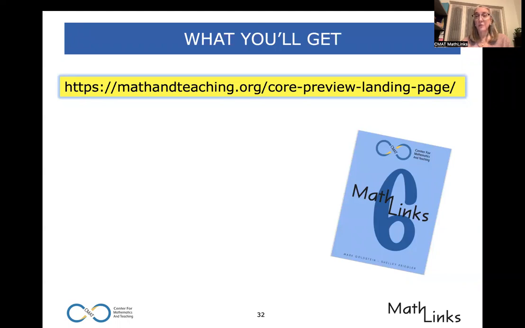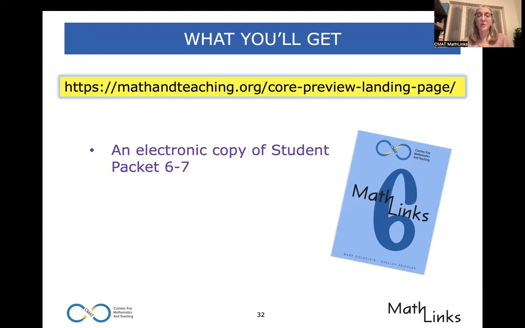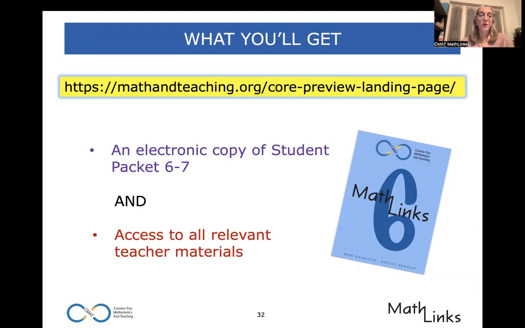Here's the link to access this student packet electronically. After you complete a short form, you can try a lesson or two, or the whole packet, and you'll have access to all the relevant teacher materials to help you implement the lessons.